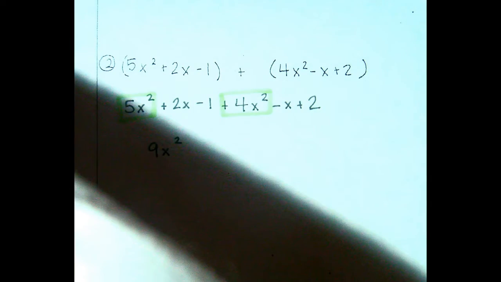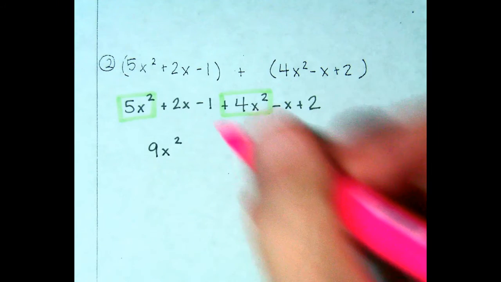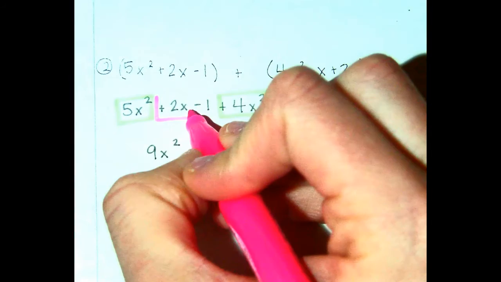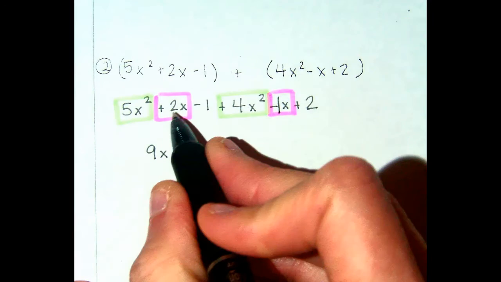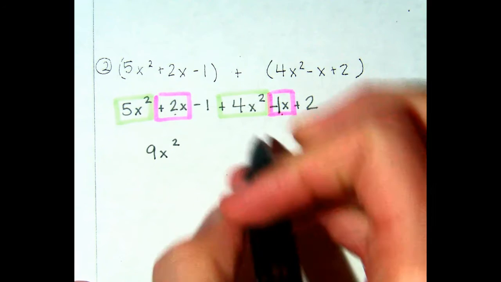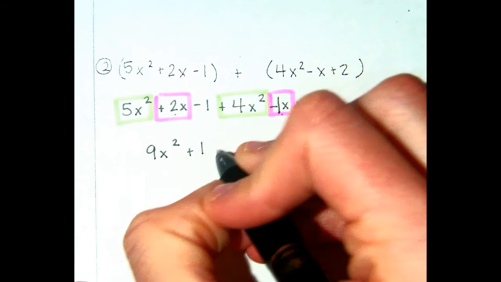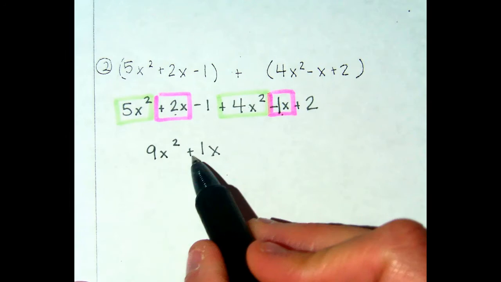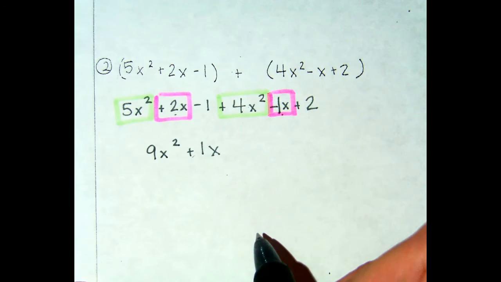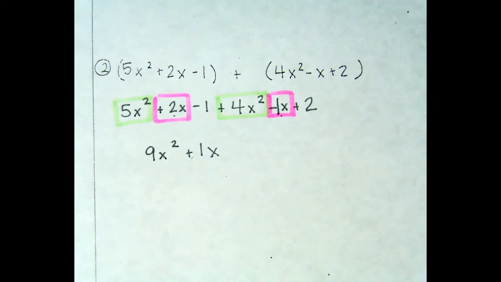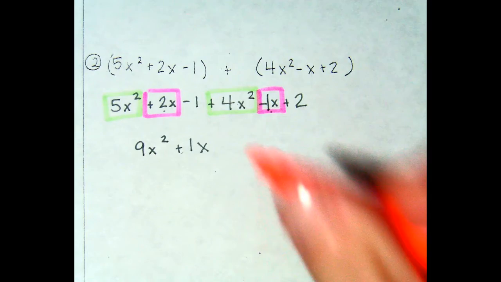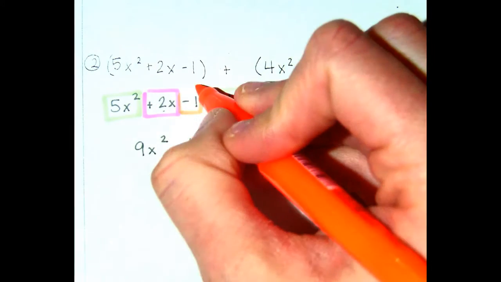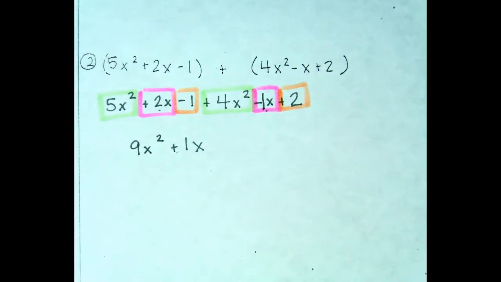Okay, what else do I have? 2x and negative x. Remember, if you need to, what number's in front of that negative x? That negative 1 there. What is 2 minus 1? 1x. Did you have to put a 1 there? You can just put x, okay? Anything else alike? Negative 1 and positive 2, which is what? 1.